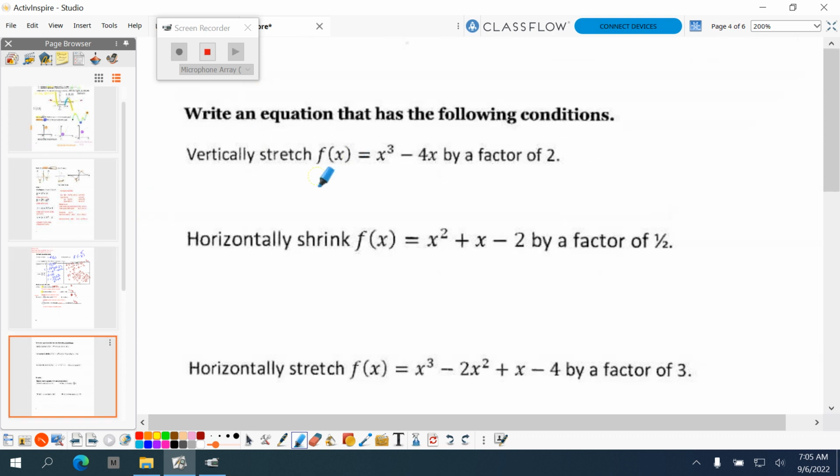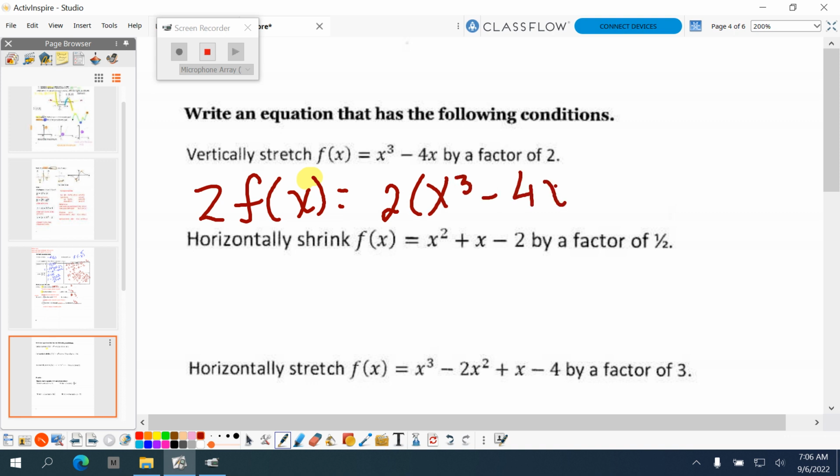So it says write an equation that has the following conditions. A vertical stretch. So if it's stretching vertically, then I'm going to have 2. It's going to be outside of our function. It's going to be outside of our function. So I'm going to have 2 f of x. So what's 2 f of x look like? It's just 2 times x cubed minus 4x. If you would like to simplify that, that would give me 2x cubed minus 8x.